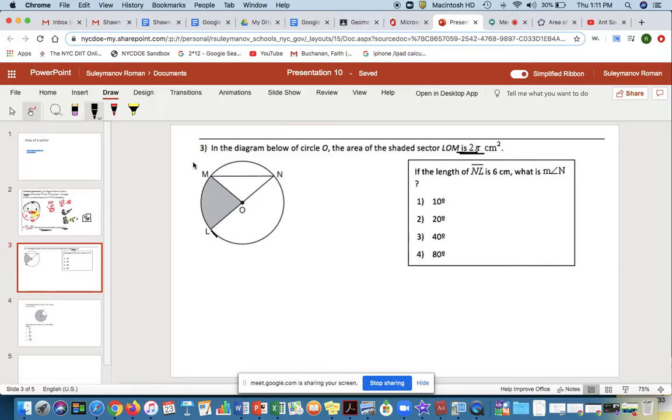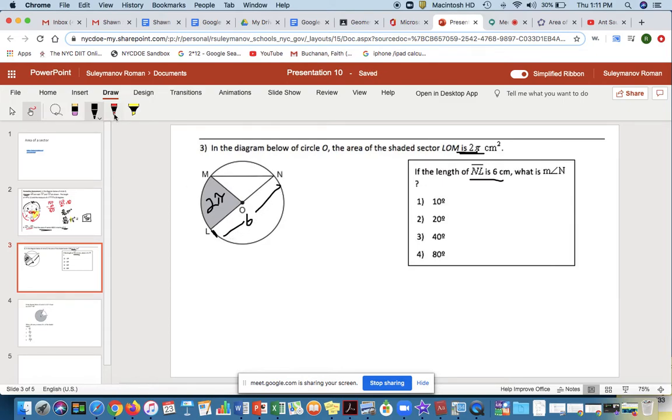Here's our next question. The diagram below, circle O, the area of the shaded region is 2 pi. So they're actually giving you the total area. They're telling you the area is 2 pi. If NL is 6, so we're going to have to break this down. NL is 6. So they're saying this total piece is 6.